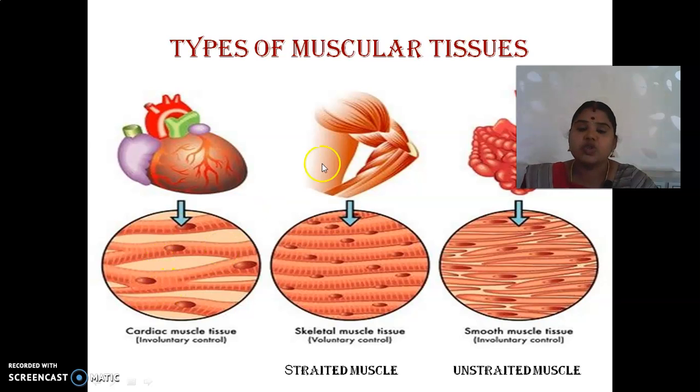Muscular tissues. So under the muscular tissues you are going to study 3 types of tissues. But epithelial tissues we studied 4. But here, muscular tissues, you are going to study 3 types of tissues. What are they? Cardiac muscle tissues, striated and unstriated muscles. So cardiac, it is in the heart, and these striated muscles are also called voluntary muscles.